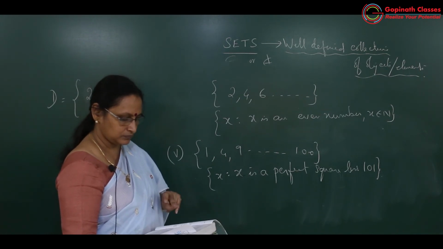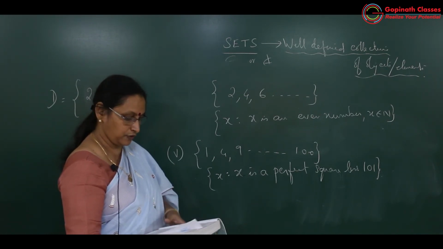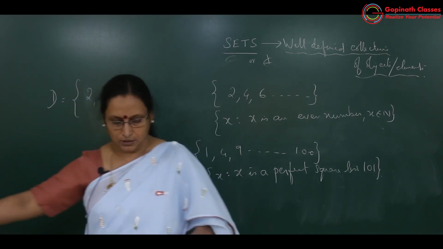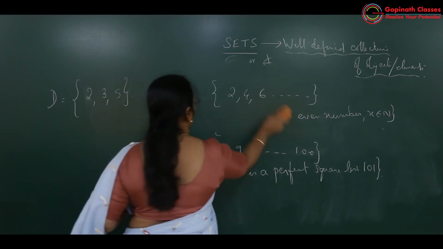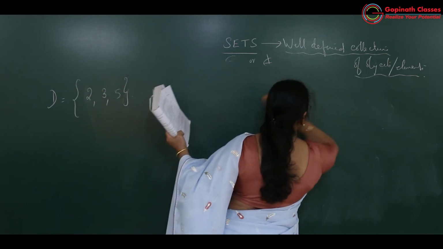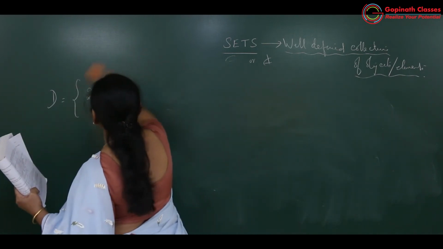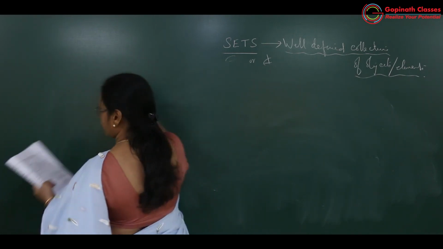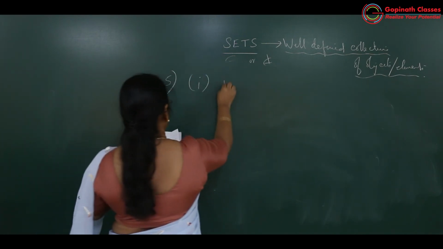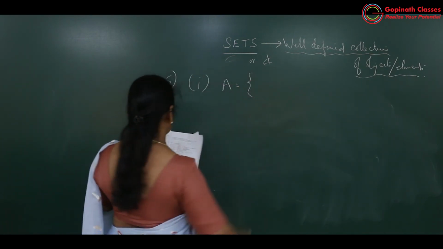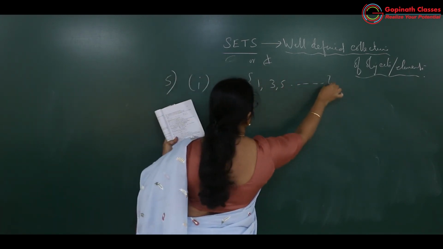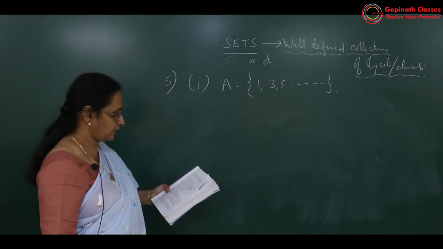Now fifth question, list all the elements of the following sets. You can easily do it. I am just doing only the alternate ones. Alternate one you have to try it. Because it is too simple, that's why I am just doing only the alternate ones. Main question number 5. I am doing first one. A is equal to set x such that x is an odd natural number. Which are the odd natural numbers? 1, 3, 5. Second one you can do it.